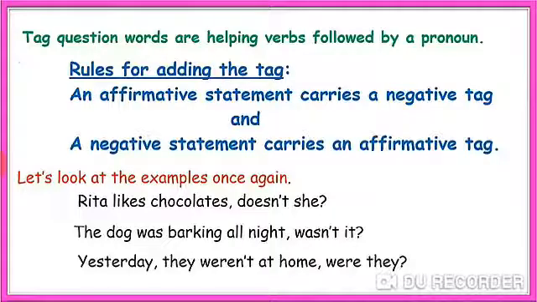Now let's look at the second example. The dog was barking all night, wasn't it? The dog was barking all night is an affirmative statement, so the tag will be a negative one. Now how do we add it? The dog was barking all night, we put a comma after that, followed by a helping verb wasn't and then a pronoun it. Now we add it because the subject over here is the dog. And then we add the question mark. Now let's look at the third example. Yesterday they weren't at home, were they? Yesterday they weren't at home is a negative statement. Therefore, we add a positive tag.